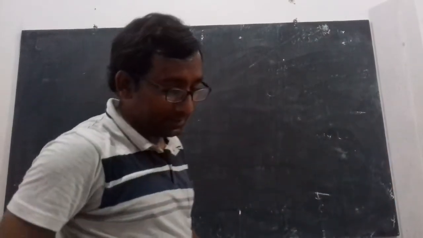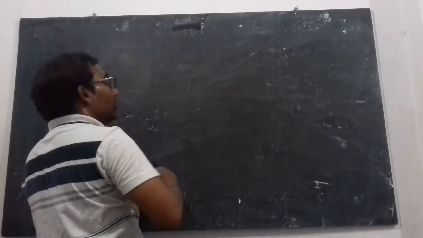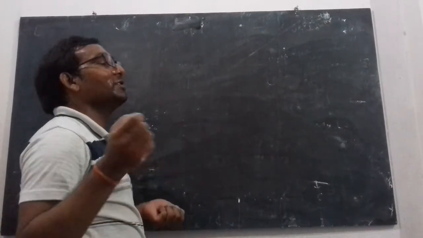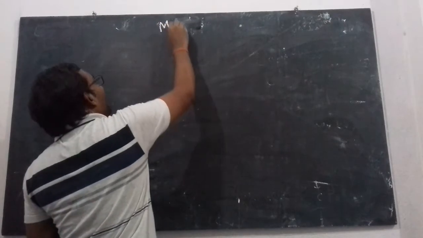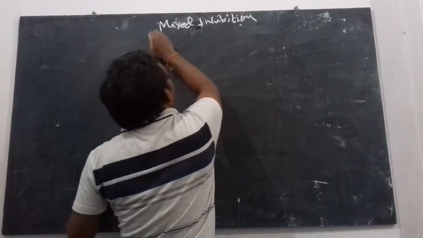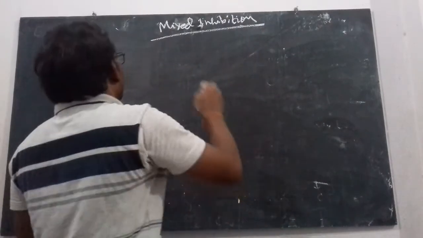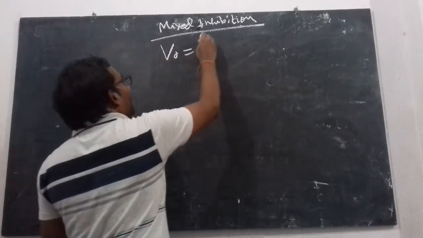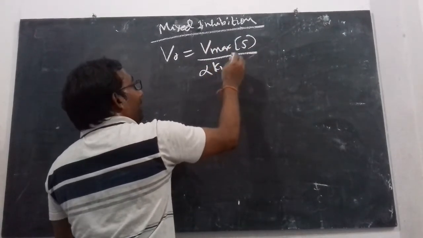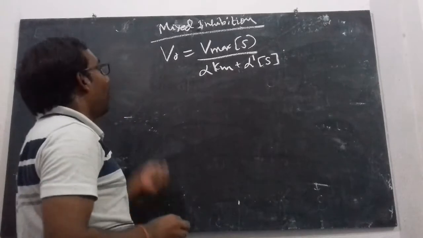Now let us come to another point, called mixed inhibition. In mixed inhibition also Km and Vmax are changed. If you see mixed inhibition, then the Michaelis-Menten equation becomes V naught is equal to Vmax into S divided by alpha Km plus alpha dash S. You see why I have written this equation?